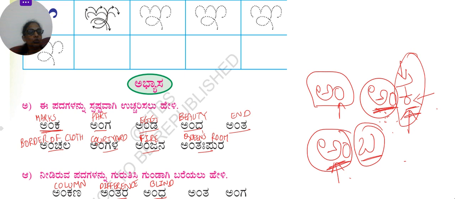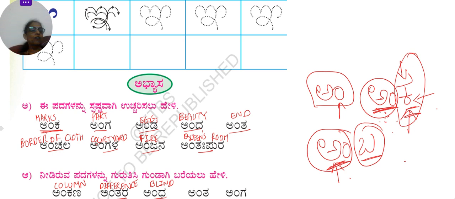Okay, so now let us see how to pronounce this. This is Anka. Anka means marks, as in you have a test and the marks that you have obtained. That is Anka. Anga. Anga is a part. It can also be a body part. Anda. Anda is egg. Anda means something which looks very pretty, very beautiful. Anta. Anta is end, end of something.